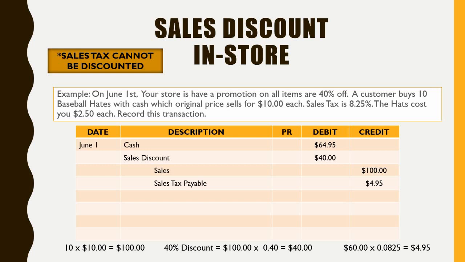So with that being said, because we sold a total of 10 items, how are we going to calculate our cost of goods sold? So it is going to be the cost of goods sold.